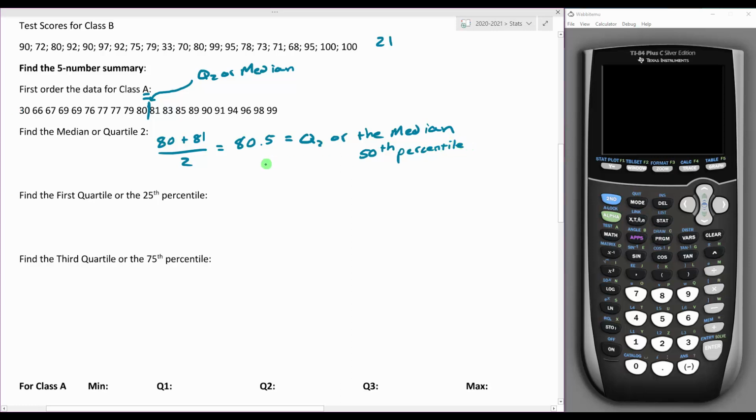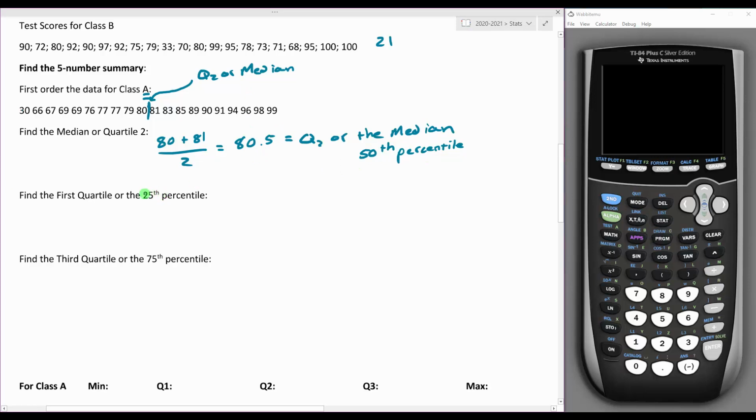Okay. So in other words, if you scored an 80.5, that would place you in the 50th percentile. That means 50% of the test scores were lower than your test score, but 50% of the test scores were also higher than your test score. All right, so that's how we interpret that percentile.